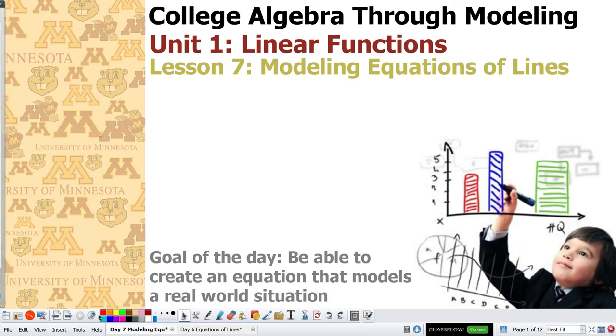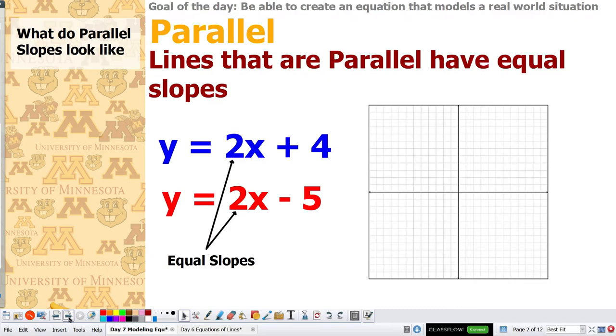Welcome to Lesson 7, Modeling Equations of Lines. So today's goal is to be able to create an equation that models a real-world situation. Before we get to that, though, I want to touch one more skill that I want us to make sure that we have, and that would be dealing with parallel and perpendicular slopes.